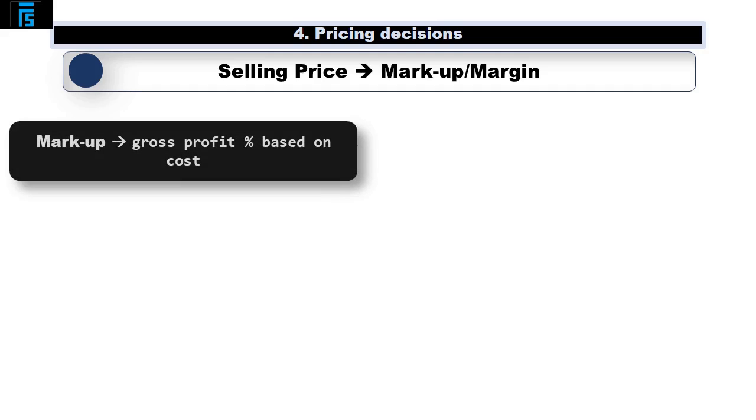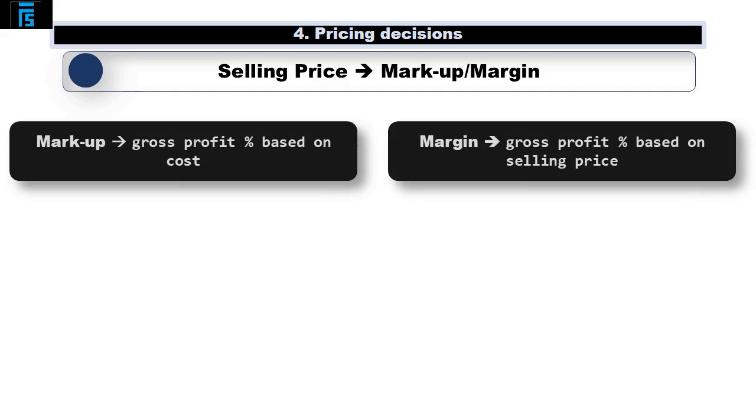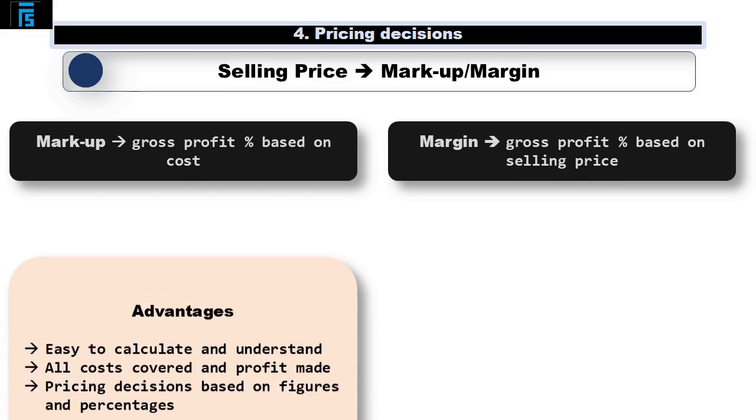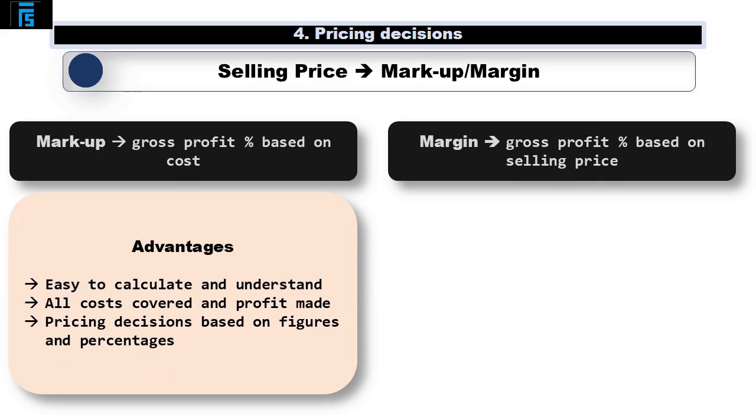Remember that markup is a gross profit percentage based on cost, whereas margin is a gross profit percentage based on selling price. There are many advantages to cost plus pricing. It is easy to calculate and understand. It ensures that all costs are covered and a profit is made. Junior management can make pricing decisions based on figures and percentages provided to them.